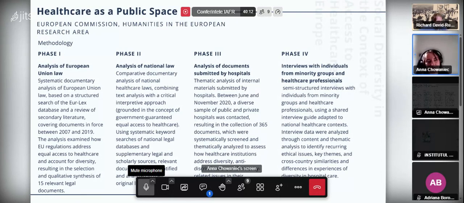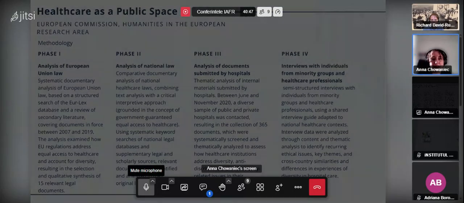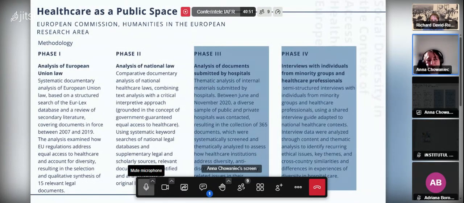Concerning the issues of diversity and access to healthcare by the minority groups. And that was finalized with phase 4, which were the interviews with individuals from minority groups and healthcare professionals, which were structured interviews with representatives of those groups and healthcare professionals. We adapted the interview questionnaires to the national context, of course. And then we used thematic analysis to identify key themes and issues and cross-country similarities and differences. Of course, the latter two phases were the most in line with the anthropological research, as it included this qualitative component, of course, phase 4 the most.